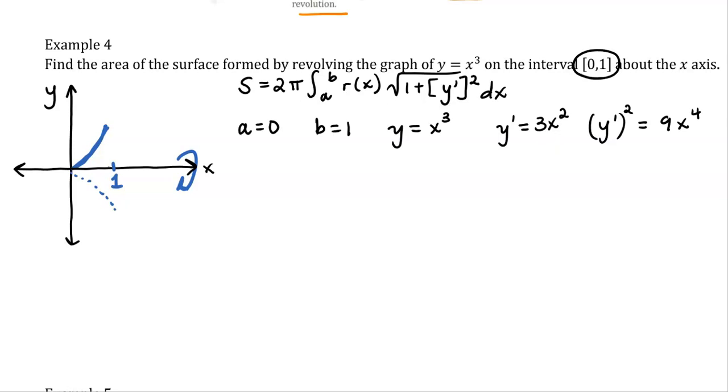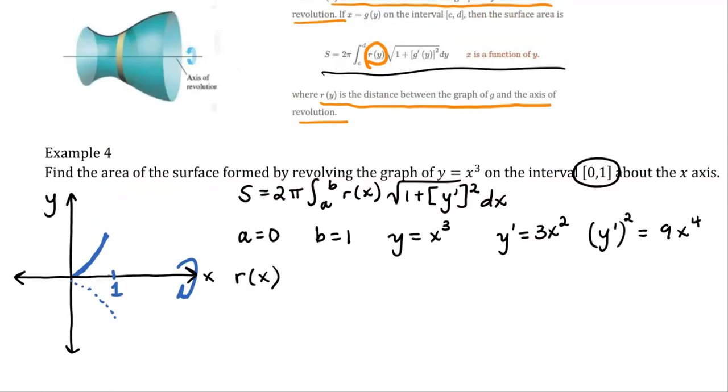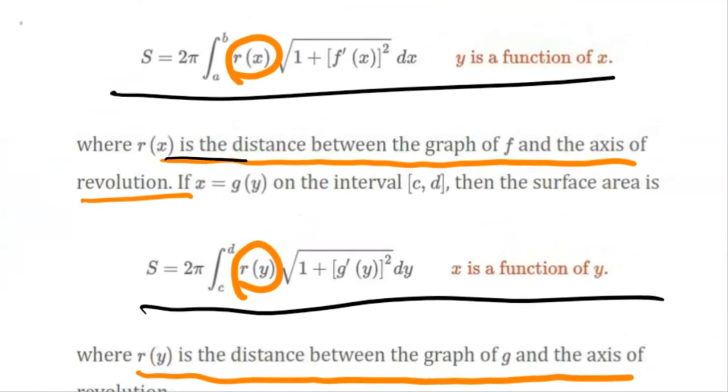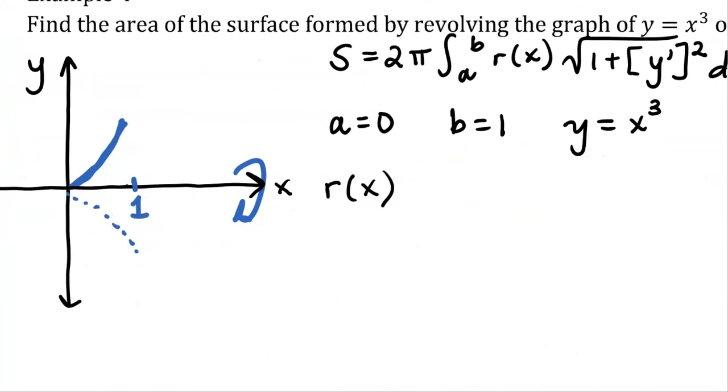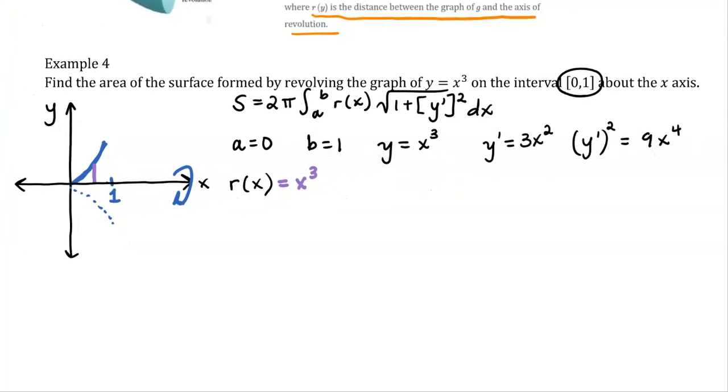So far all we have missing is r of x. And remember that r of x is the distance between the graph and the axis of revolution. So r of x would be whatever this distance is here, the distance between the blue graph and the axis of revolution, which is the x-axis. And that distance is just the height of the function, which is x cubed. How tall that is depends on what x is. It's going up and hitting the function, it is x cubed. You could also think of it as top minus bottom. The top is the function, x cubed. The bottom is the x-axis, our axis of revolution.